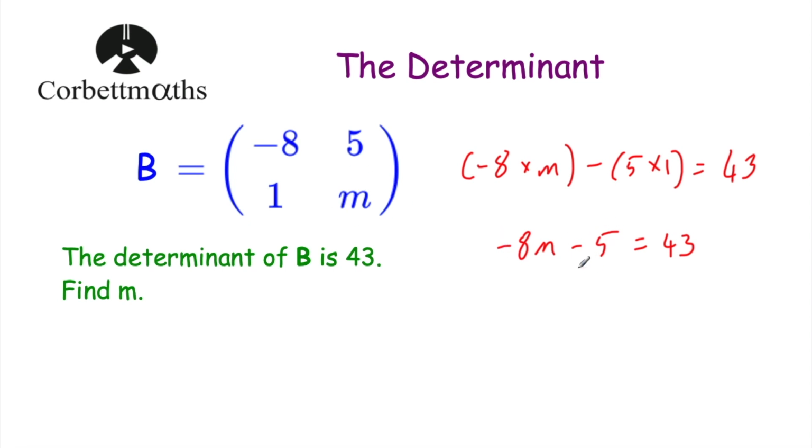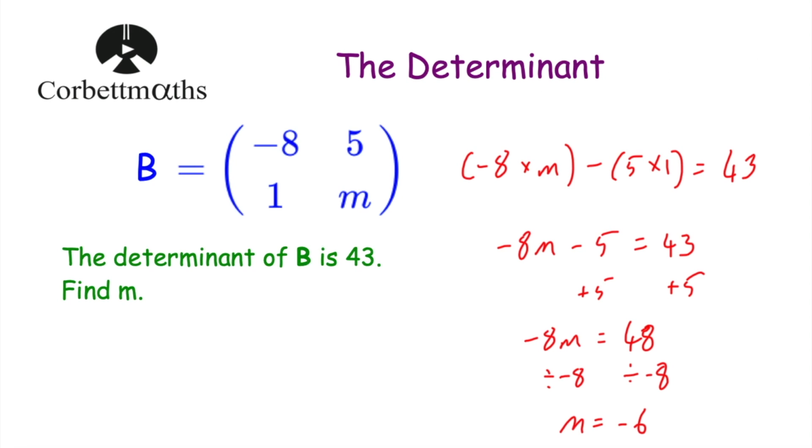So let's solve this equation, so let's add 5 to both sides, so add 5 and add 5, so that will leave us with -8m is equal to 48, and then divide by -8 and divide by -8, so -8m divided by -8 is just m, and 48 divided by -8 would be -6. So that means that m is equal to -6.